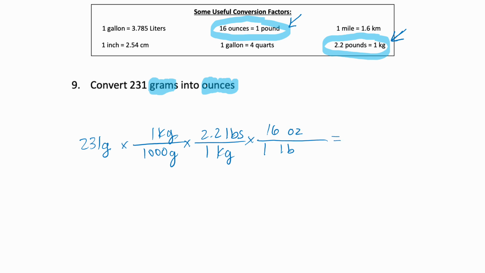So now if I look at my units, everything should be canceled out except for ounces. So grams are gone, kilograms are gone, pounds are gone. So I'm left with ounces. And then I do have one thing in my denominator, so I do have to divide by that. So 231 divided by 1,000, press equals, multiply by 2.2, press equals, and multiply by 16. That's going to give me 8.13 ounces.